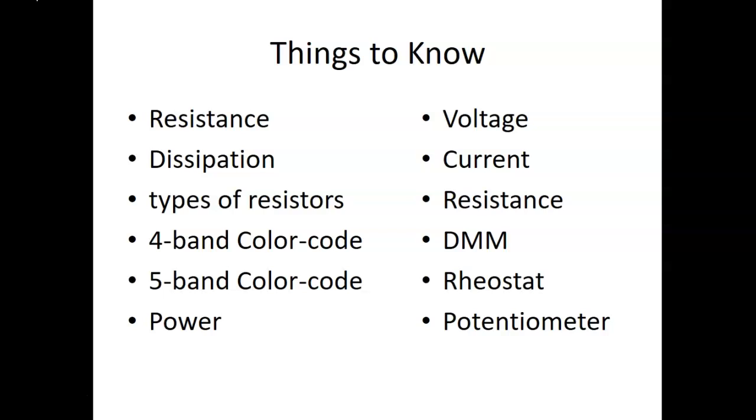All right. So things to know. Resistance we've talked about. Dissipation happens as what? Heat. Types of resistors we've covered tonight. We've covered 4-band and 5-band color codes, what power is, voltage, current, resistance, and their relationship to power. DMM stands for digital multimeter. You have rheostats and potentiometers as variable resistances.